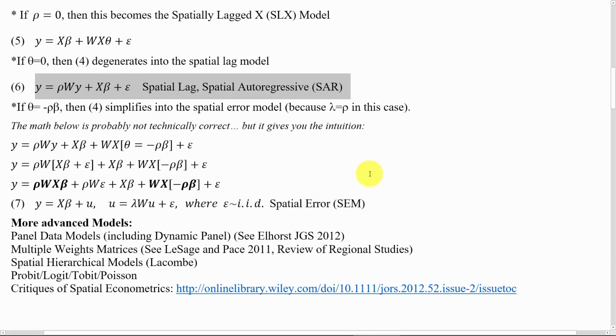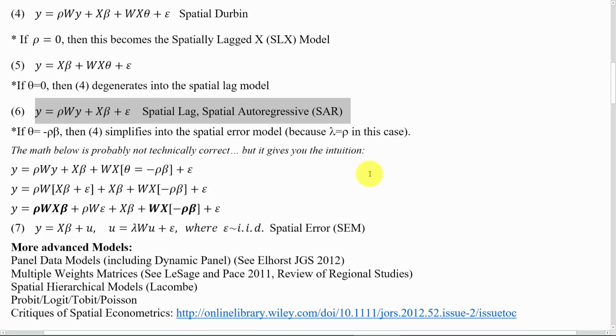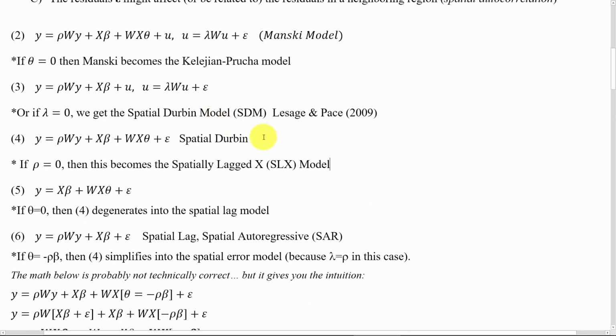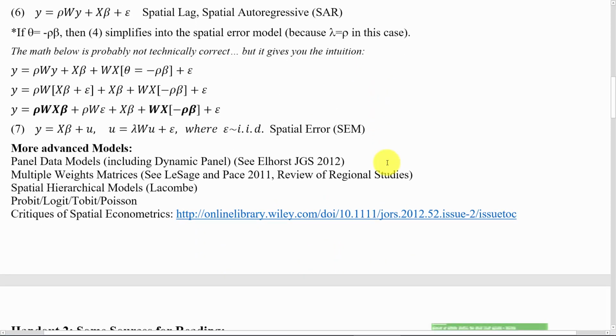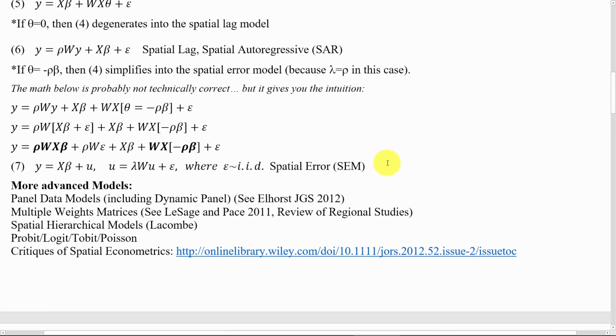But he takes a different approach. Start with OLS and see if you should expand it using some Lagrange multiplier tests. Lesage and Pace, they start with the Spatial Durbin and then do tests to see if you should make the model simpler. Now let me just mention a few other common extensions these days that people are working with these models.